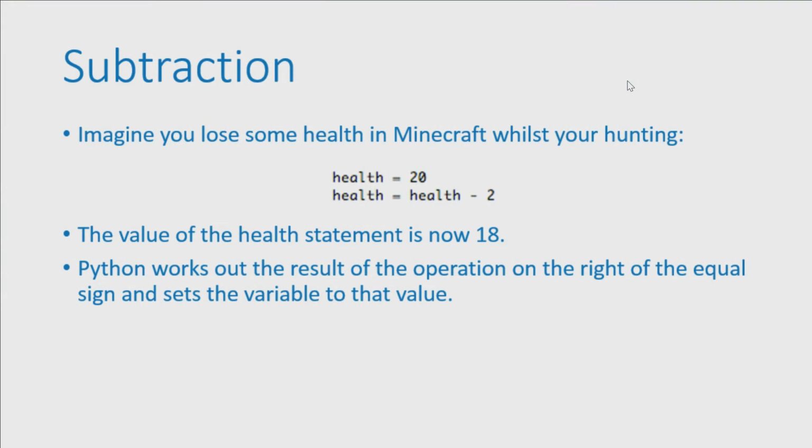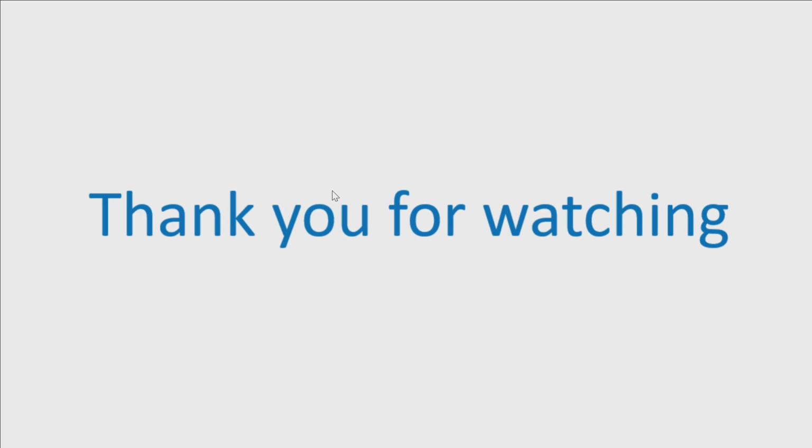If you remember in the previous video, we went over addition as one of the operators. Now let's move on to subtraction. Imagine you lose some health in Minecraft whilst you're hunting. So you had health equals 20, and health is a variable, and 20 is the value you assign to it, and then you lose 2 health. So health equals health minus 2, because that is a variable that was assigned the 20, and now that will be changed to 18. So the value of health is now 18. Python works out the result of the operation on the right of the equal sign and sets the variable to that value.